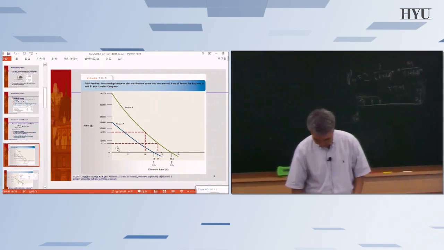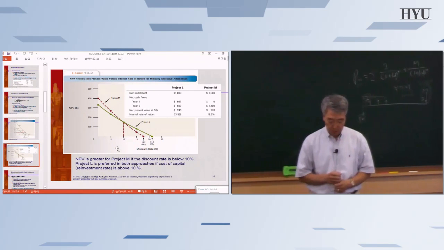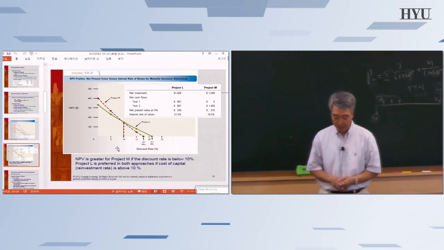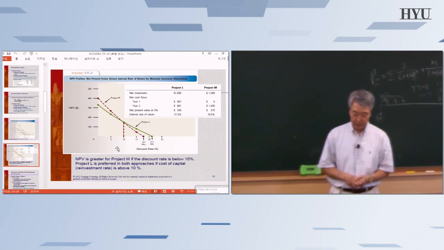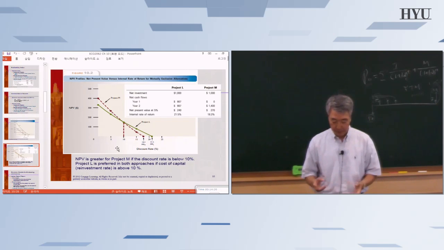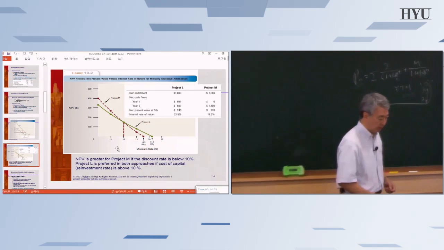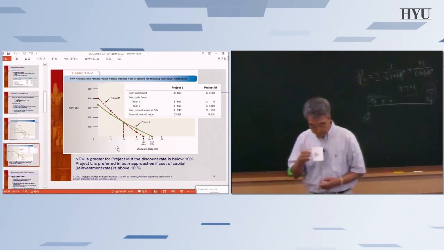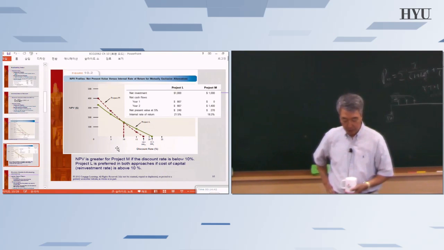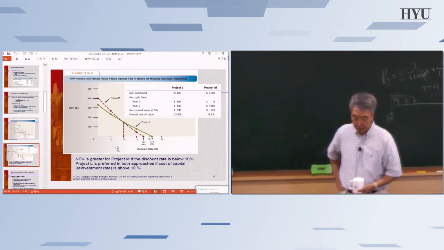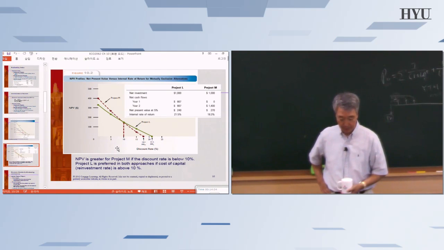But if you have two projects that happen to be mutually exclusive, in other words, you have to choose one, as an example, the textbook gives you these two projects, L and M. It's a very simple example. Both projects cost $1,000 as initial investment. Project L has only two cash flows, 667. Project M does not earn anything in the first year, but in the second year, you can expect $1,400.